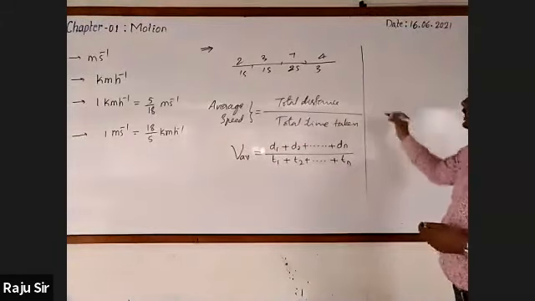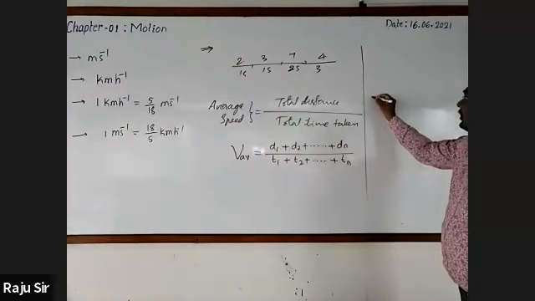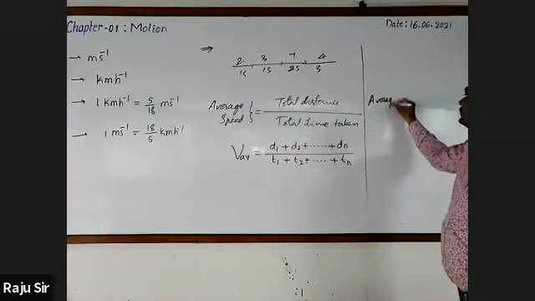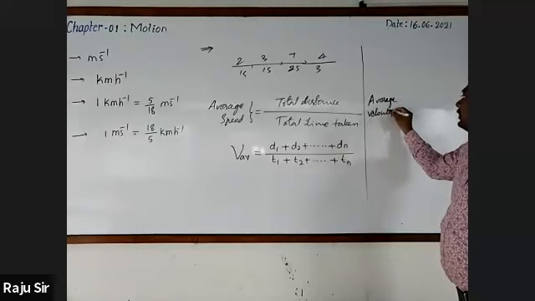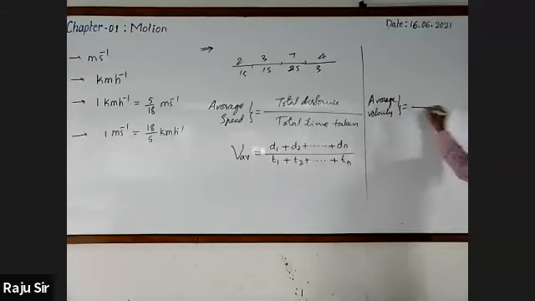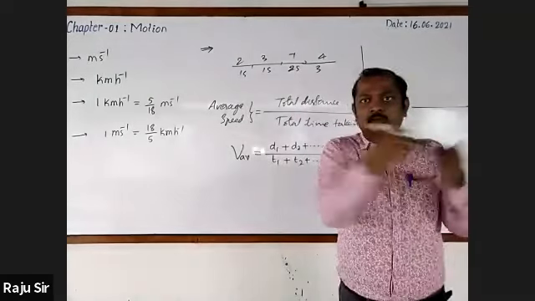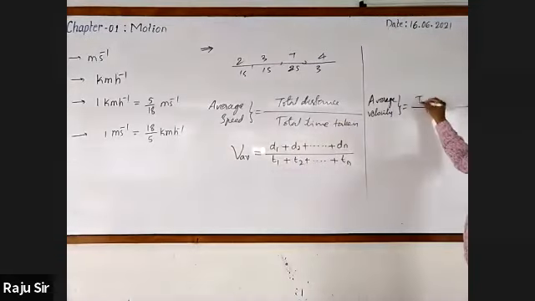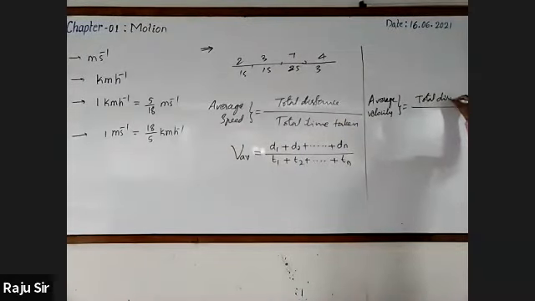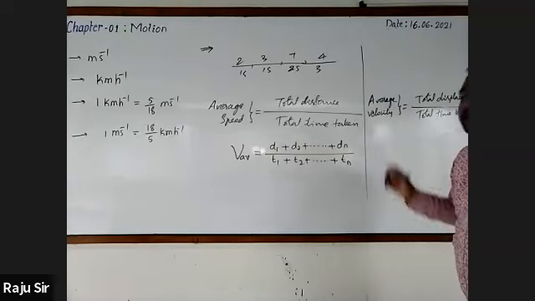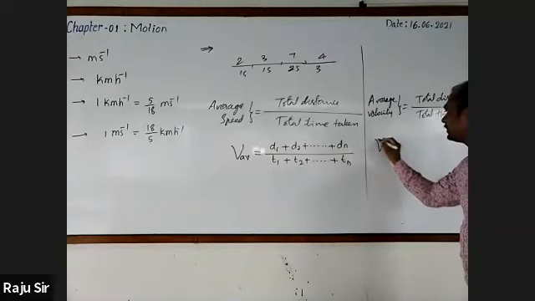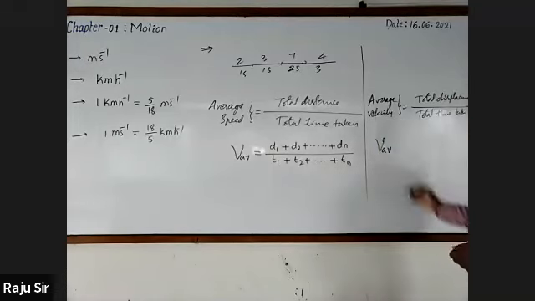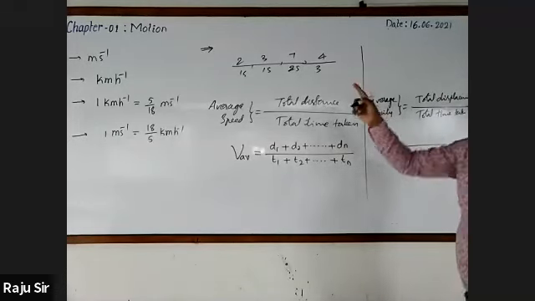And this average velocity can be written like this: average velocity is equal to, here, as the body is moving in a straight line, we will go for considering the displacement. So we will consider the total displacement divided by total time taken. And here also, average velocity is denoted as VAV. This is equal to total displacement.